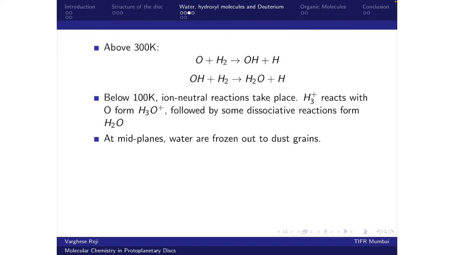When H3+ comes into contact with the oxygen atom, it forms H3O+. It will be followed by several dissociative reactions which will result in the formation of H2O. The temperature is extremely low in the midplane. As a result, the water has frozen onto dust grains.